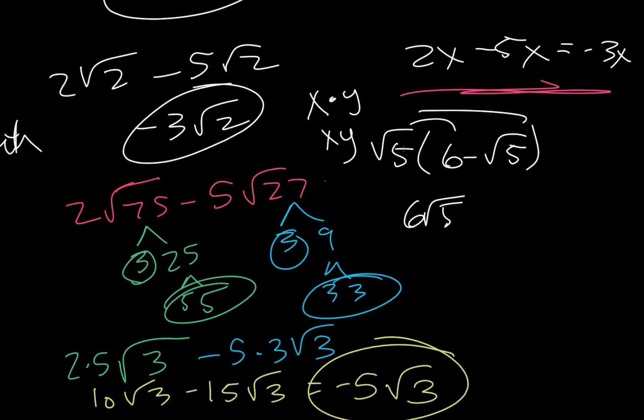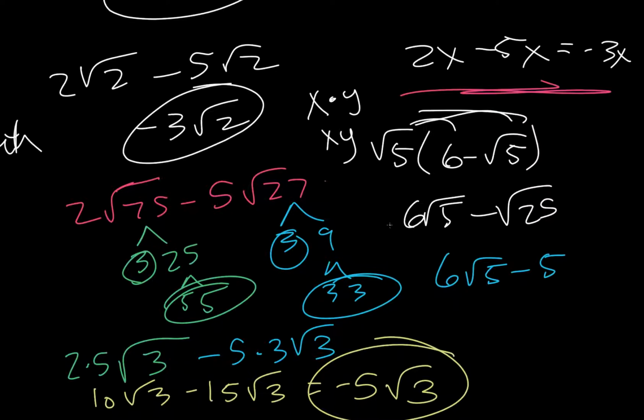Okay. Now if we have the root 5, if they're both under a root, we actually multiply them out. So that's 25. Now we simplify that. The square root of 25 is just 5. So we get 6 root 5 minus 5. And that's it on that one.